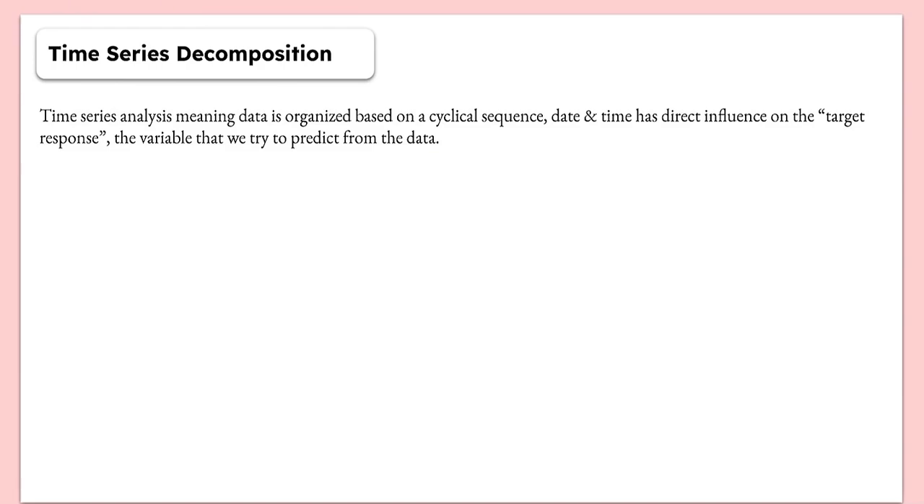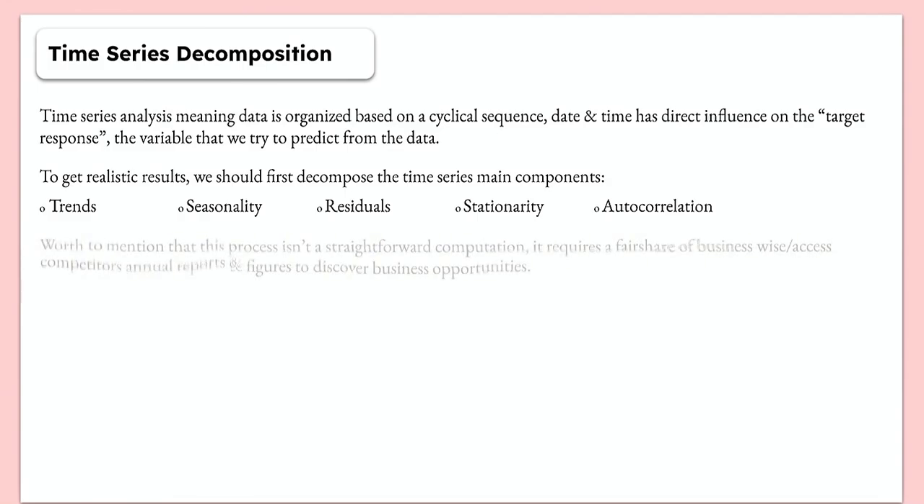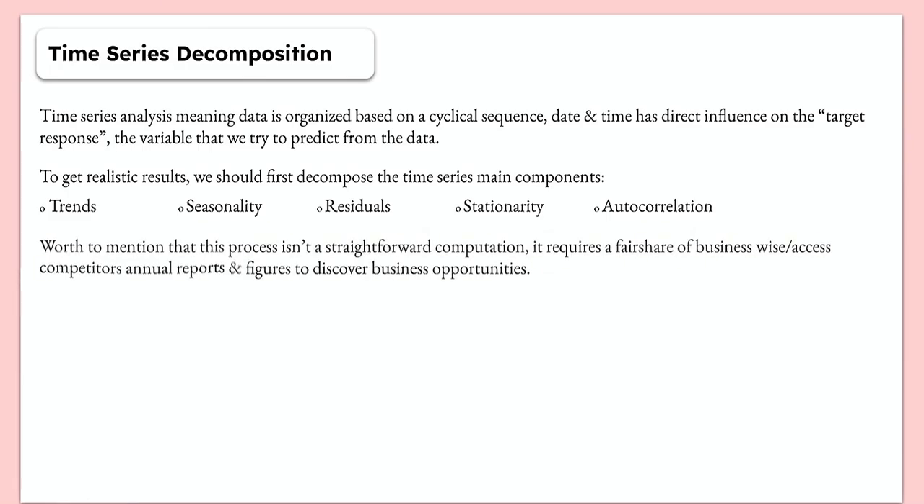Time series analysis means data is organized based on a cyclical sequence. Date and time have a direct influence on the target response, the variable that we try to predict from the data. And there are main components when we talk about time series analysis: trends, seasonality, residuals, stationarity, and autocorrelation.